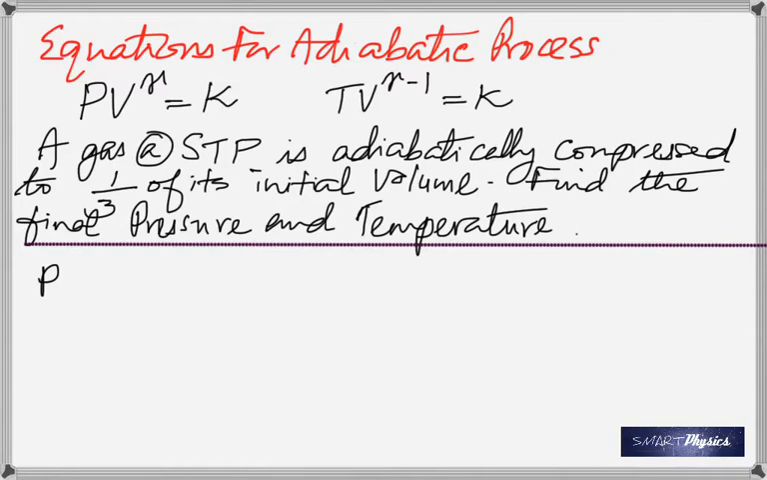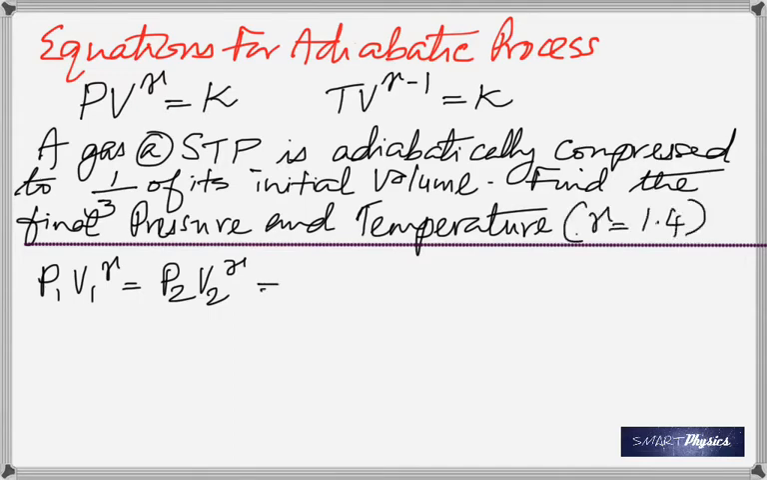Okay, it's a straight application of those equations. Watch this. Is that right? P1 V1 raised to gamma is equal to P2 V2 raised to gamma. And I'm telling you gamma is 1.4. So rearrange this to make P2 the subject, because we're trying to find the final pressure. Would we get that?